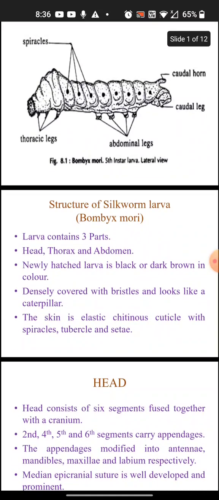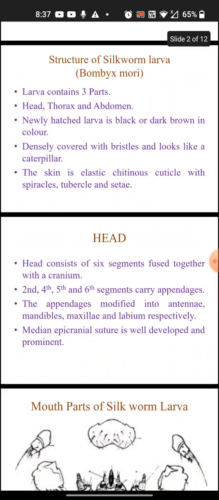Structure of silkworm larva, Bombyx mori. The larva contains three parts: head, thorax, and abdomen. Newly hatched larva is black or dark brown in color, densely covered with bristles, and looks like a caterpillar. The skin is elastic, chitinous cuticle with spiracles, tubercle, and setae.